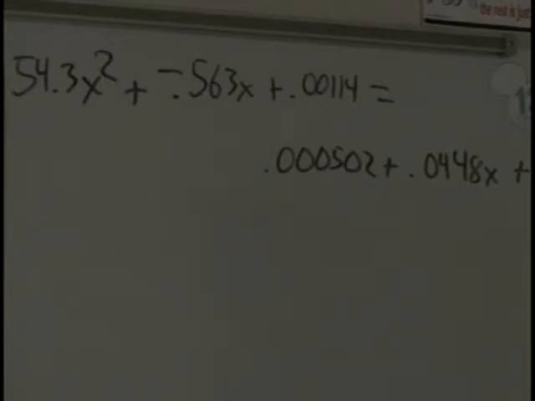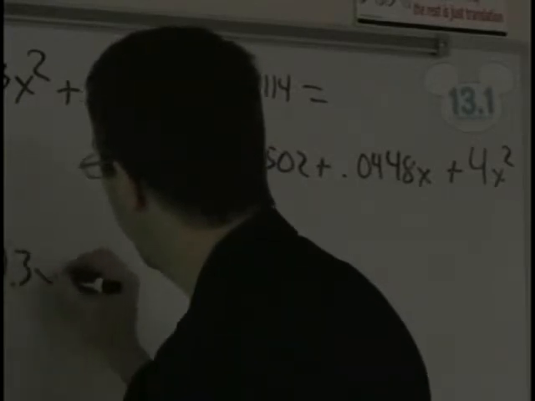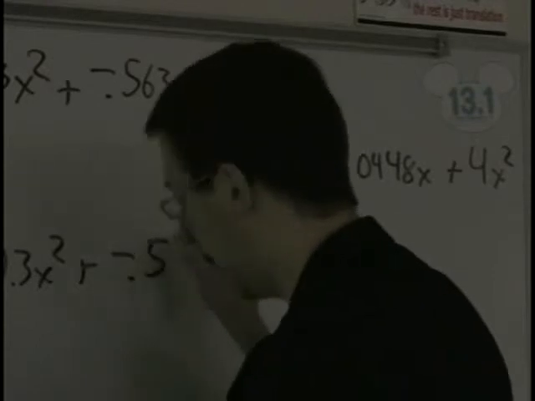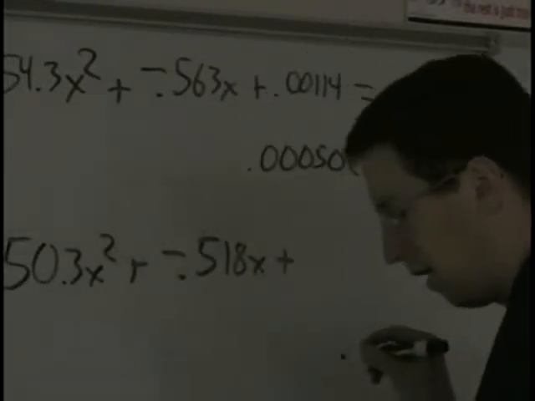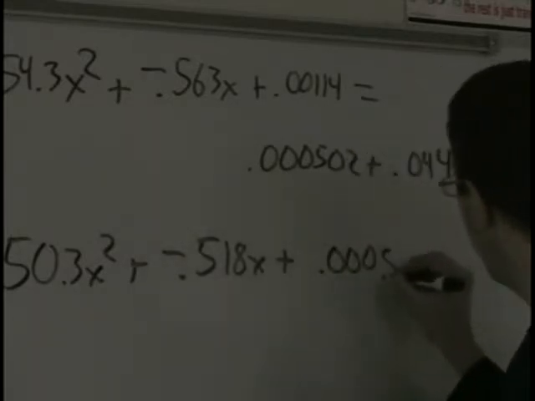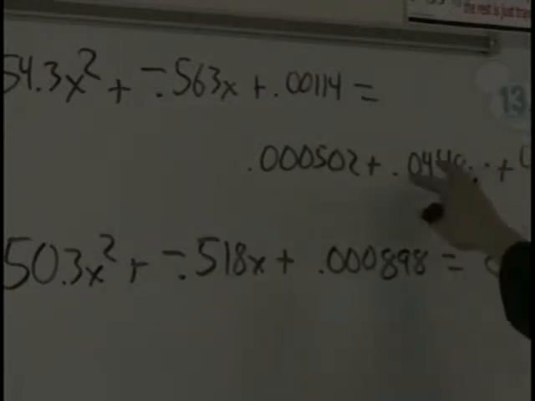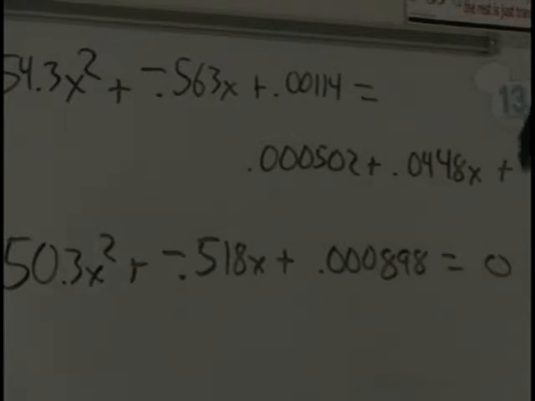Next step is get everything on one side of the equation. So if I do that, I'll have 50.3x squared plus a negative 0.518x plus 0.000898, and that equals 0. So again, I added everything from this side of the equation to this side to get everything equal to 0.